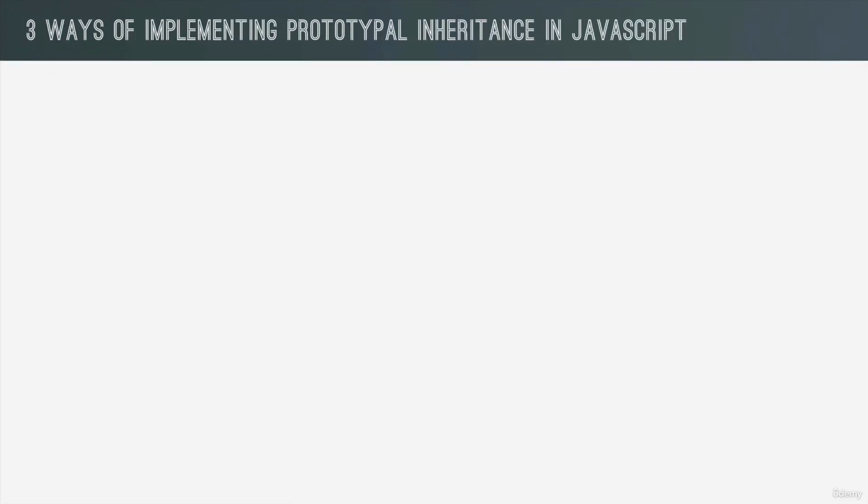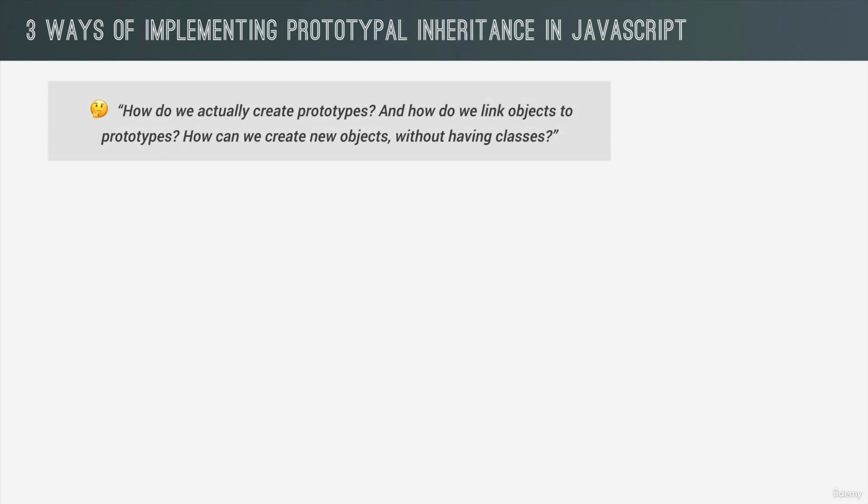Now, right now, you might have a ton of questions in your head. Like, how do we actually create prototypes? And how do we link objects to prototypes? And how can we create new objects without having classes from which we can instantiate objects? So, in summary, the question is, how do we implement object-oriented programming in JavaScript in practice? Well, in JavaScript, there are actually 3 different ways of doing all this. The constructor function technique, ES6 classes, and also the Object.create function.